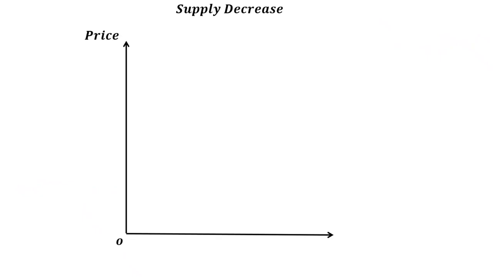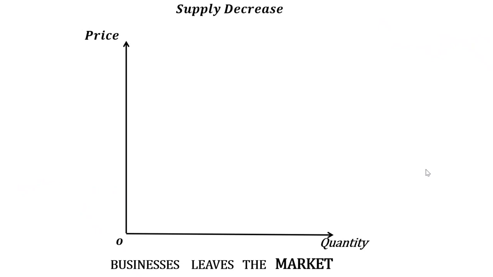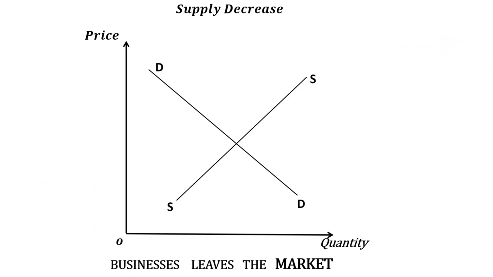Now let's look at what happens when businesses leave the market. Again, supply will decrease. So let's look at the supply curve. Again, the horizontal axis is quantity, the vertical axis is price, and the point of origin. What are we busy looking at now? The businesses leave the market. So there's your demand curve, your supply curve, there's your market equilibrium, equilibrium price, and equilibrium quantity.